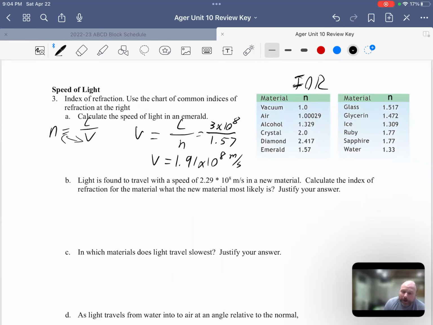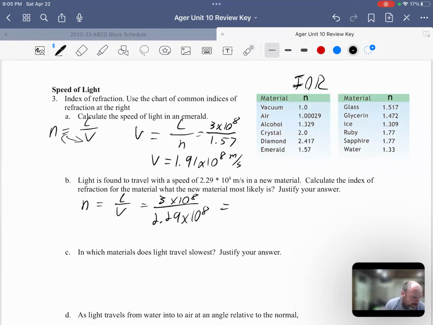All right, now next we've got one that's found to travel at 2.29 times 10 to the 8th meters per second in some new material. What is its index of refraction? Again, you've got the equation, N equals C over V, and so that's going to be 3 times 10 to the 8th divided by our new slower speed, 2.29 times 10 to the 8th. Notice that that also is a times 10 to the 8th. It's always going to be a times 10 to the 8th for the speed of light in anything. Nothing's going to slow it down more than that. We don't have any indexes more than 3.